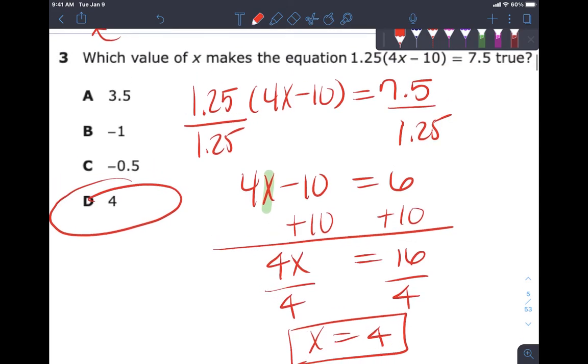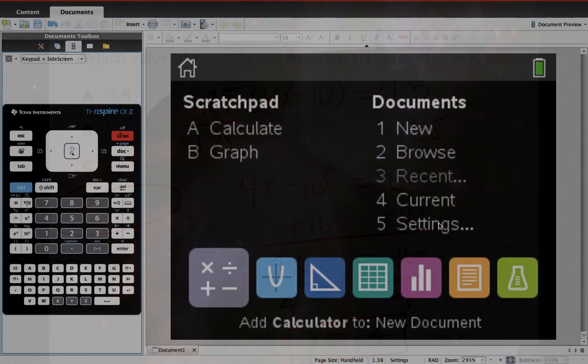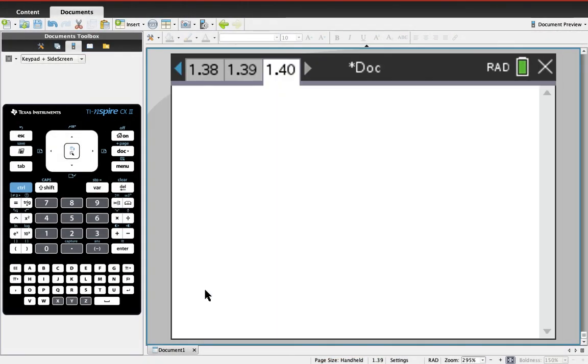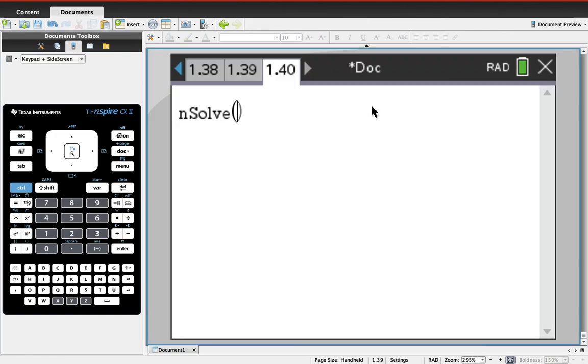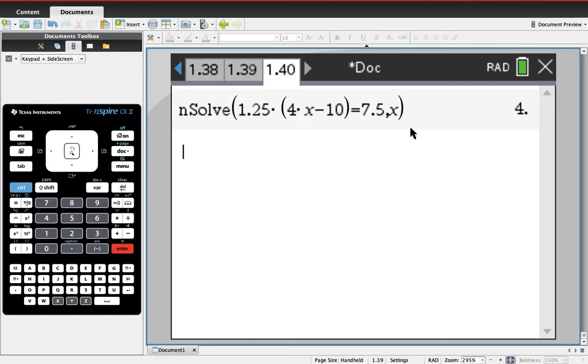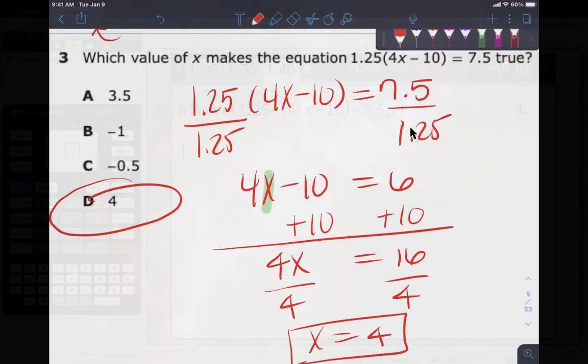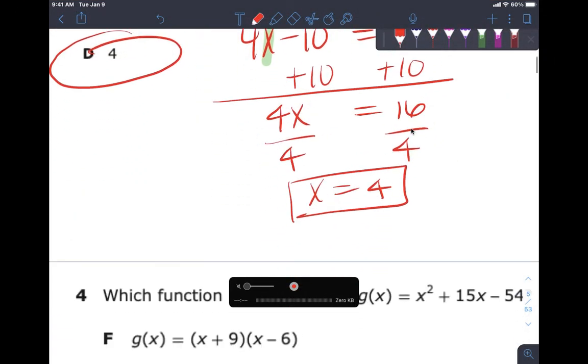However, I just want to verify this utilizing my calculator. So let's go ahead and swing over to the calculator. I'm going to open up a new calculator page, and I'm going to get one of those NSolves up and going. I'm going to go ahead and type in the original equation exactly as it appeared. And I'm going to say, hey, you're looking for the variable x. It gave me back exactly the same answer. So I got that one correct.